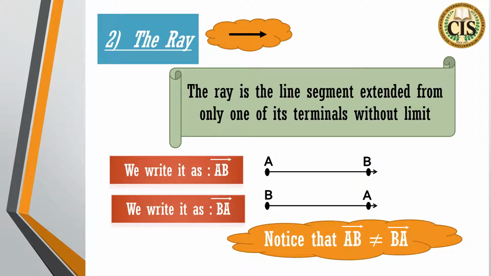Now we note that the ray AB is not equal to the ray BA, because here I have a starting point from AB as a ray, but the next one, BA, is a ray starting from point B.